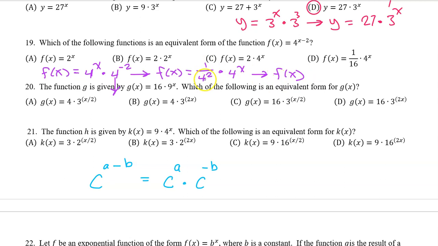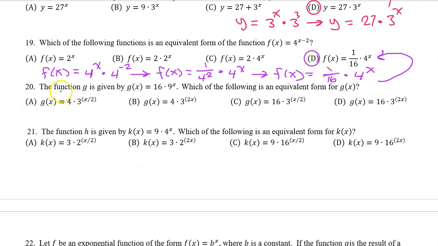Of course, 1 over 4 squared is 1 over 16. So f of x equals 1 over 16 times 4 to the x power. And there it is again. How convenient. The answer is D.